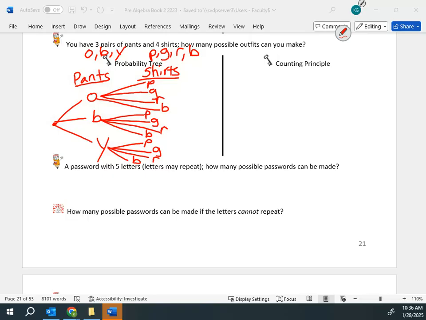Okay, so let's write out our outcomes. We could have orange and pink, orange and green, orange and red, orange and black. Blue and pink, blue and red, blue and green, blue and black. Yellow and pink, yellow and green, yellow and red, yellow and black. How many different outcomes could we have with those outfits? Eleanor? Well, if we counted up all of our different color combinations, there are 12 possible outfits we could have.